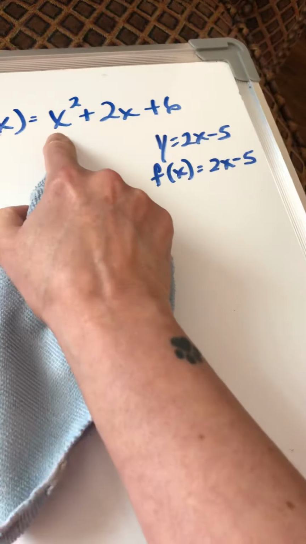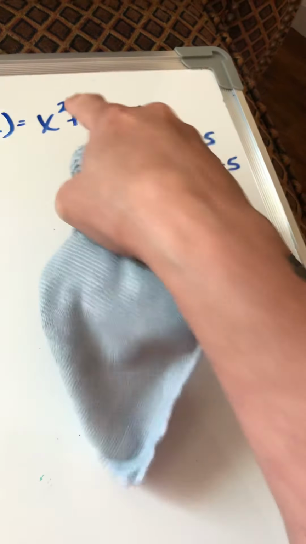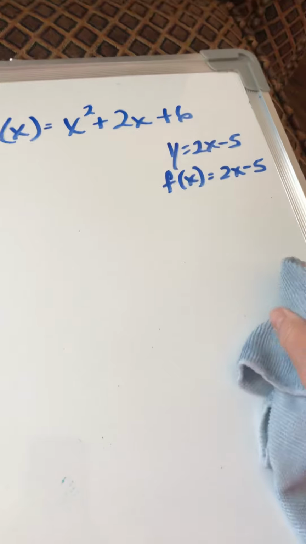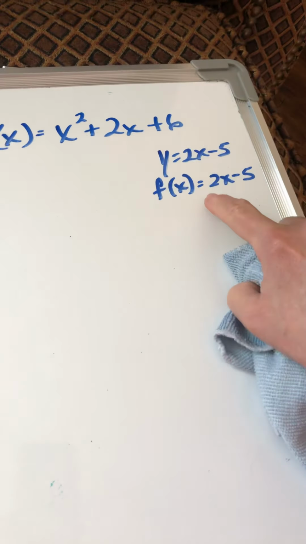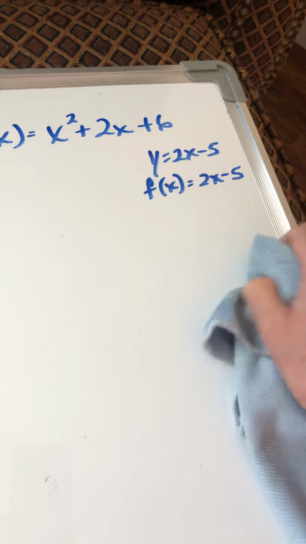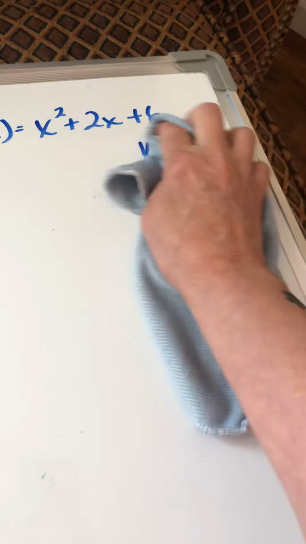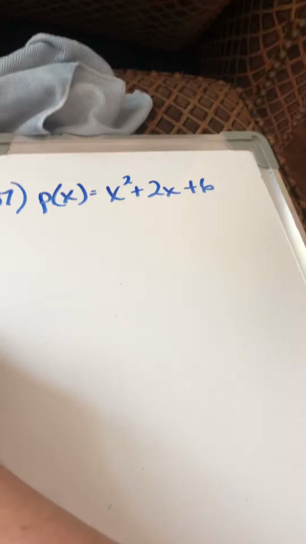And this particular one, this tells me, since I have an exponent here, I'm going to have some sort of a curve. If I were to graph that, I'd have some sort of a curve. Here, my highest exponent is 1, so that will always yield a line on your graph.